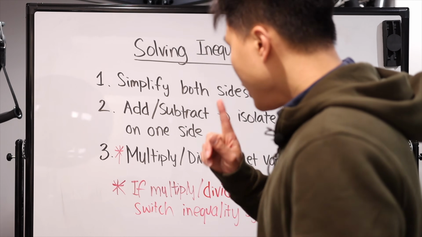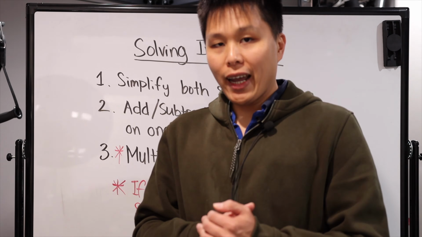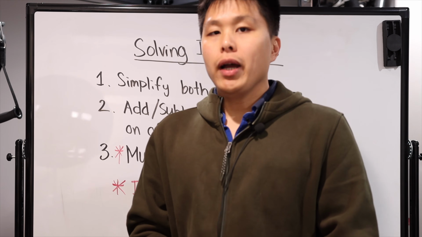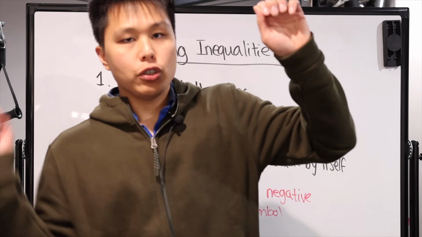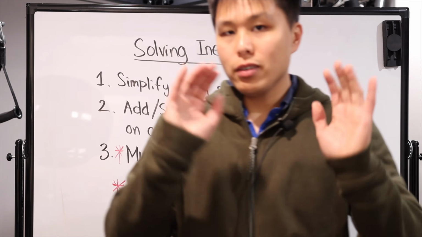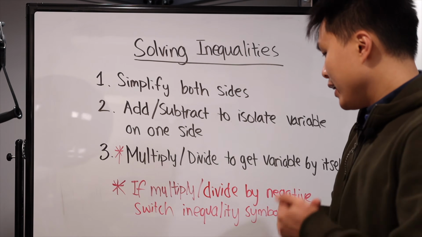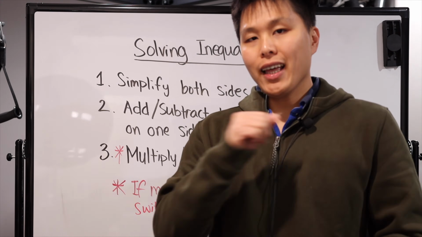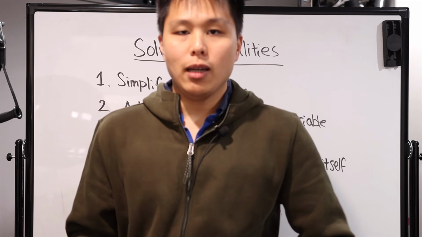And this is only if you are multiplying or dividing both sides by a negative number. It's not that, oh, it happens to be a negative number on one side and you just multiply it by some positive number and you switch it. Don't do that. It's going to cause error. If you are multiplying or dividing both sides by a negative number, then you switch the inequality symbol. So let's look at some examples on how to do that.